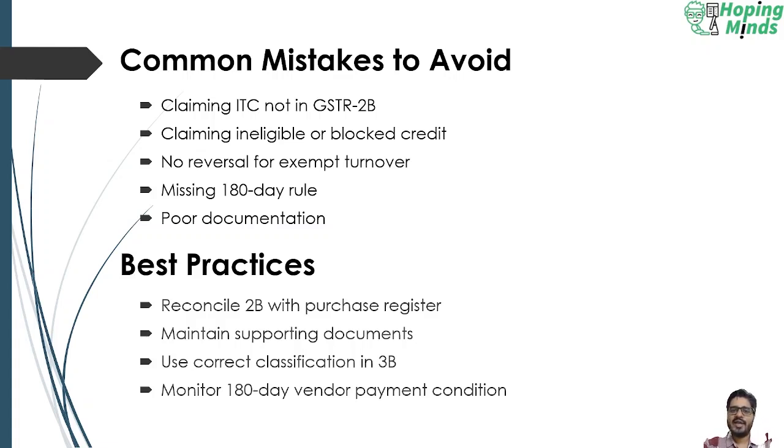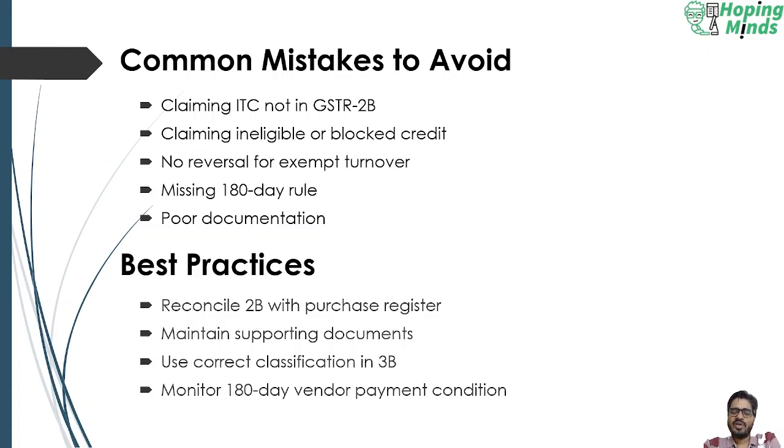Then no reversal for exempt turnover. So traders who are dealing in exempt and taxable supplies need to reverse the input tax credits that accrue from supply of exempt supplies. For example, if my turnover during the reporting period is rupees 1 lakh, out of this rupees 1 lakh I have made a supply of 70,000 towards taxable goods and rest 30,000 towards exempted supplies. So my total input tax credit during the month is rupees 10,000.